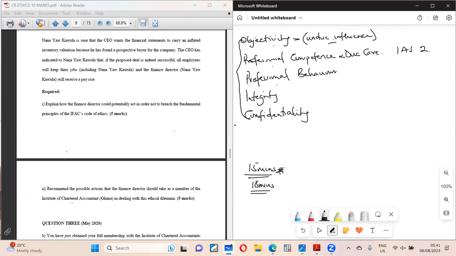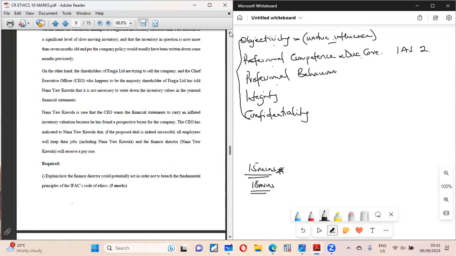Not all questions are like this. Some of them will tell you to identify it and bring the safeguard. But this one was very tricky. So know how to answer them. All right. Then you bring in professional competence and due care.